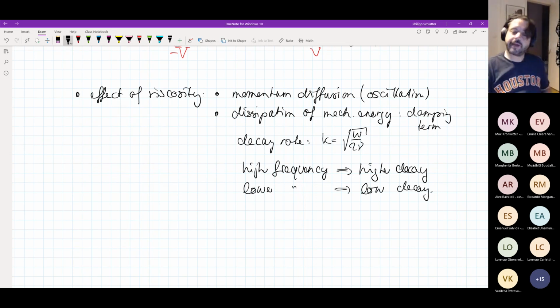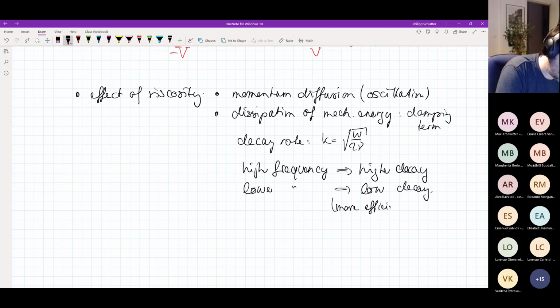So if my purpose is to diffuse as much vorticity or momentum from the wall far away, I should make sure that I'm not doing that with a high frequency. I would like to do that with a low frequency, like in Stokes' first problem, where essentially I have a frequency of 0 afterwards. Then everything will actually diffuse away. So for the lower decay, I have a more efficient momentum diffusion.